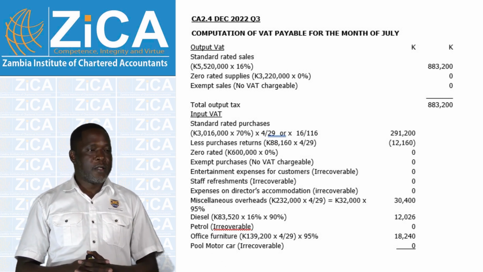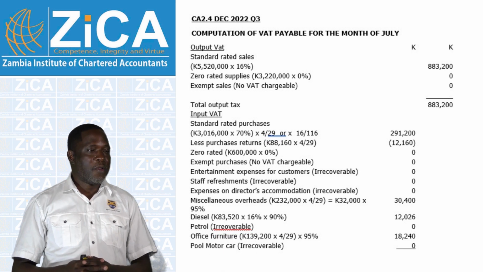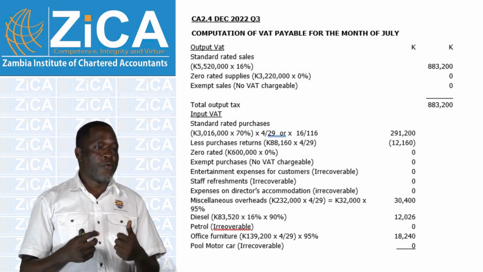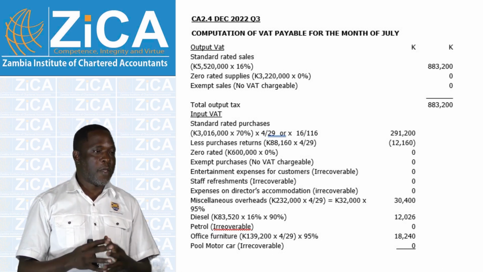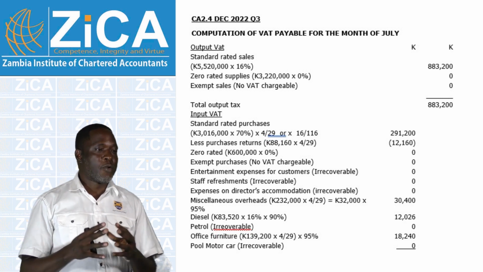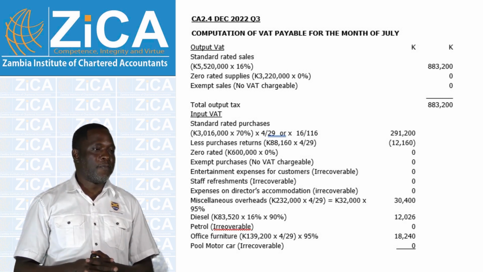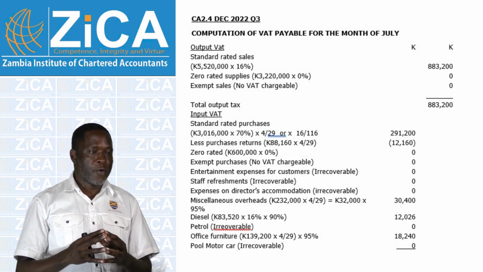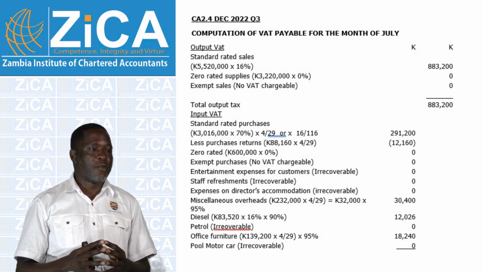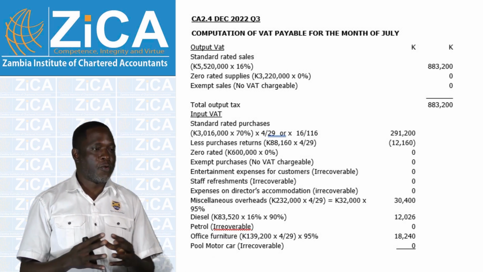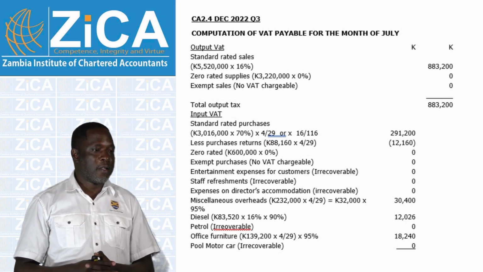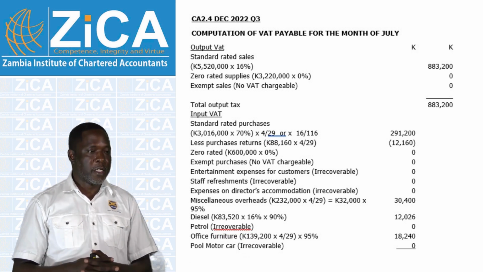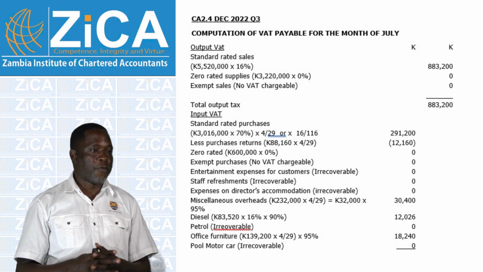Similarly, the standard rated purchases in the question, the figure we were given, we were told that it was VAT inclusive. When you look at the question, the standard rated purchases were 3,016,000, and we were told that that figure was VAT inclusive. In fact, we were told that the 3,016,000 were the total purchases. Out of those total purchases, only 70% were purchased from registered suppliers. No wonder we are saying 70% of 3,016.